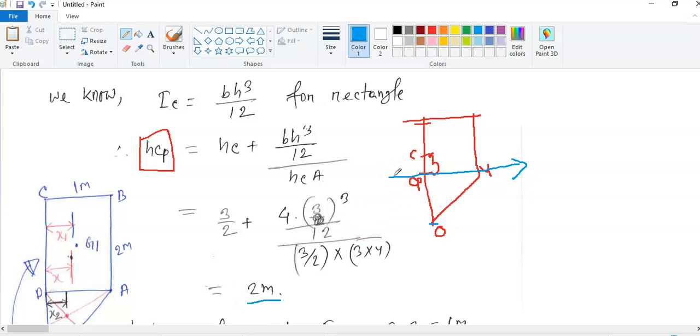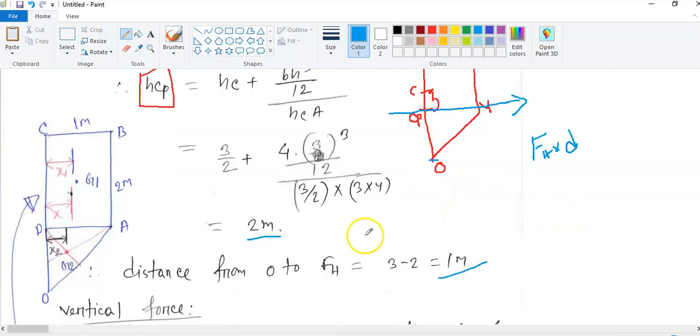And now we need the moment about this point O. So we know the moment formula is the force times the distance. If we want to calculate the moment at this point O, we need this force and this distance OP. So we got h_CP equal to 2 meter, and this total length is 3 meter. If we subtract 3 minus 2, then we will get the distance from here to here. Okay, I believe now we have some understanding.